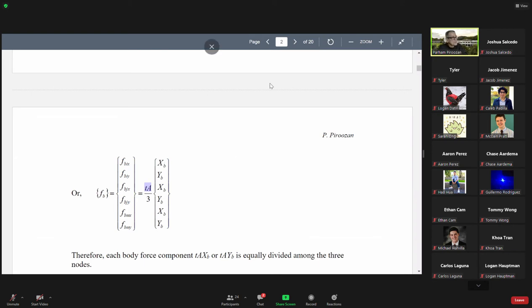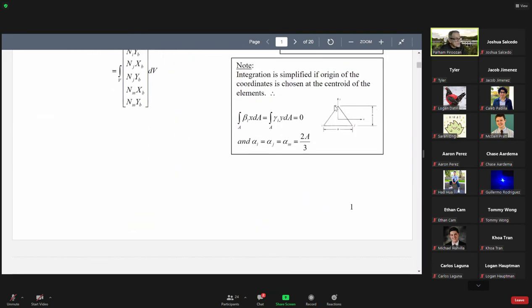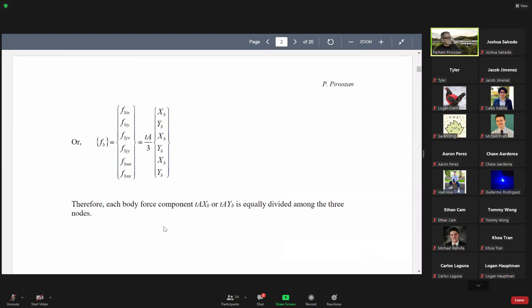So if you want to include the weight of this structure, this is a triangular element, for example, you want to include the weight of the structure. Well, 1/3 of the weight of this triangle goes to each node. If it is in the Y direction, let's say downward, 1/3 goes to each node. This is very general. So 1/3 of the total force in the X direction goes to each node between node I, J, and M. And if you want to include the weight of the structure, for example, 1/3 of the weight of that element goes to each of these nodes. So that's the meaning of this.